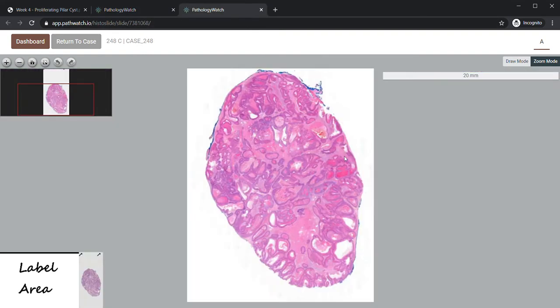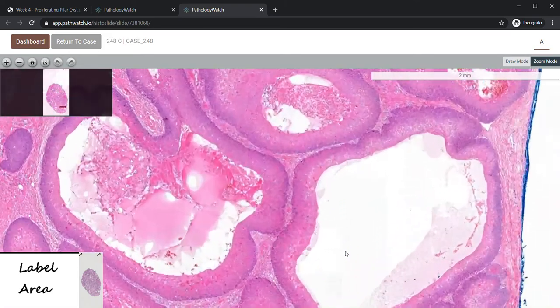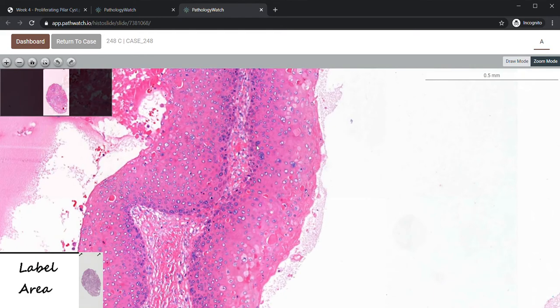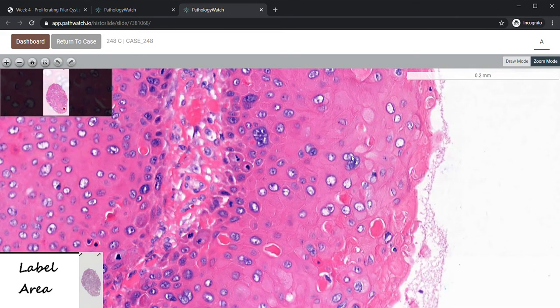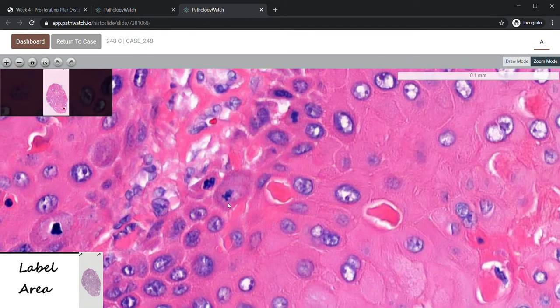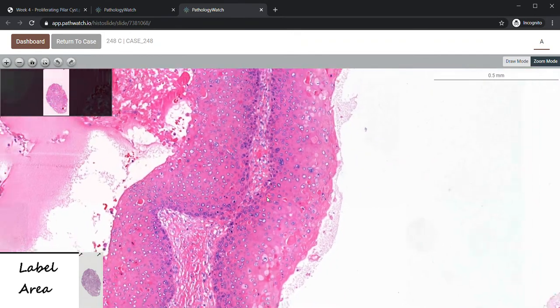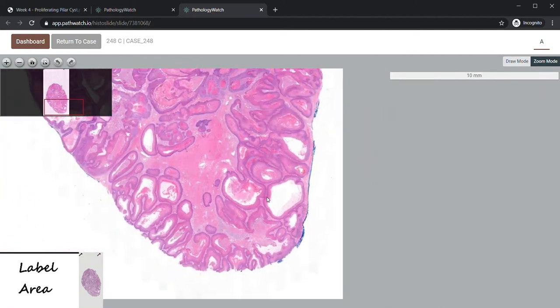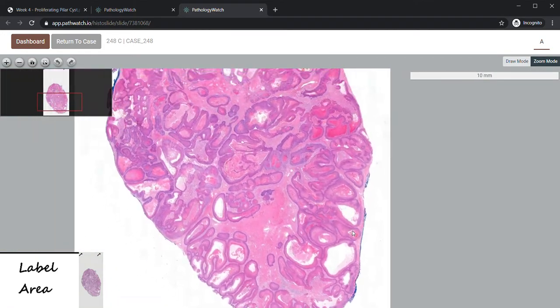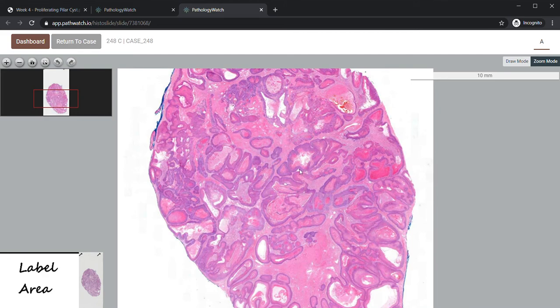This is in contrast to this case. You can see here at low power, this also has a rolls and scrolls appearance of a proliferating pilar cyst. However, when you go to higher power and higher magnification, you can see here that there is cell crowding and that there's also cellular atypia characterized by difference in size and shape of the nuclei. In addition, you can see mitotic activity. This is a tricholemmal carcinoma, also known as a malignant proliferating pilar cyst. These cysts show mitotic activity, infiltrative growth, and cytologic atypia.